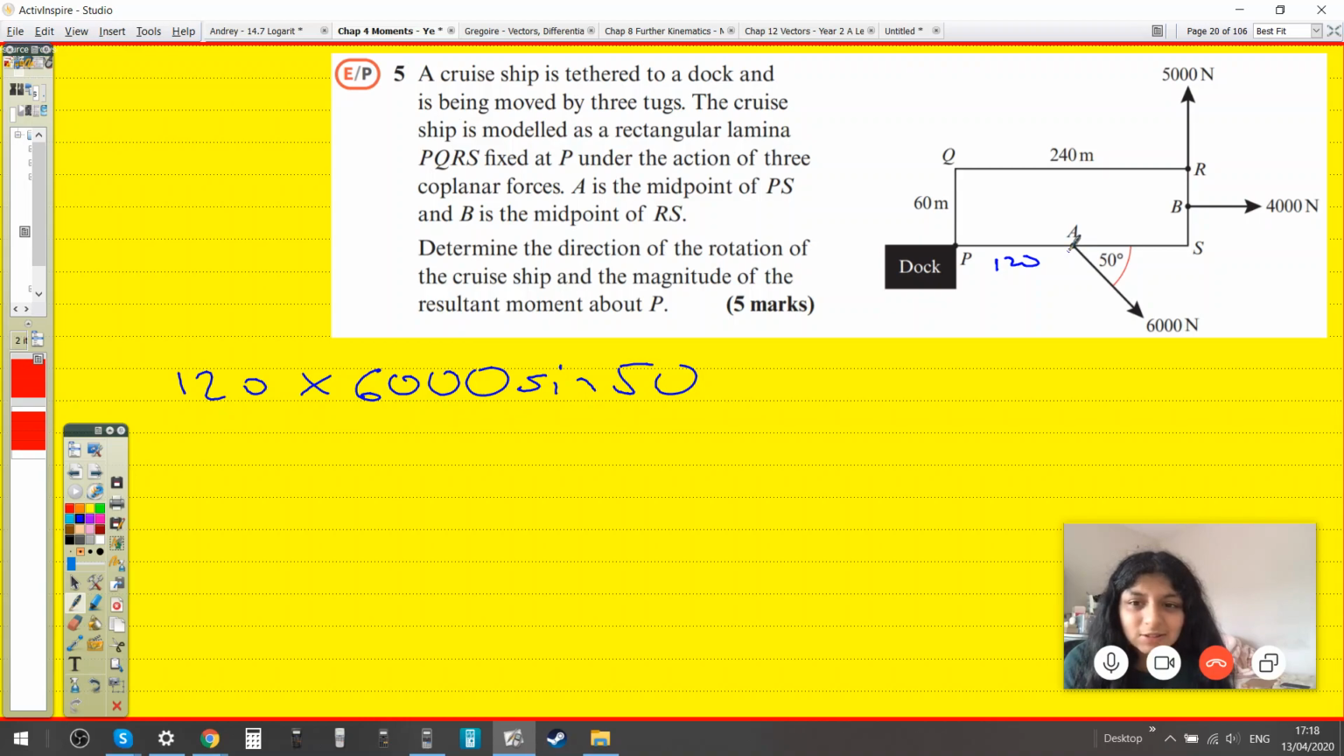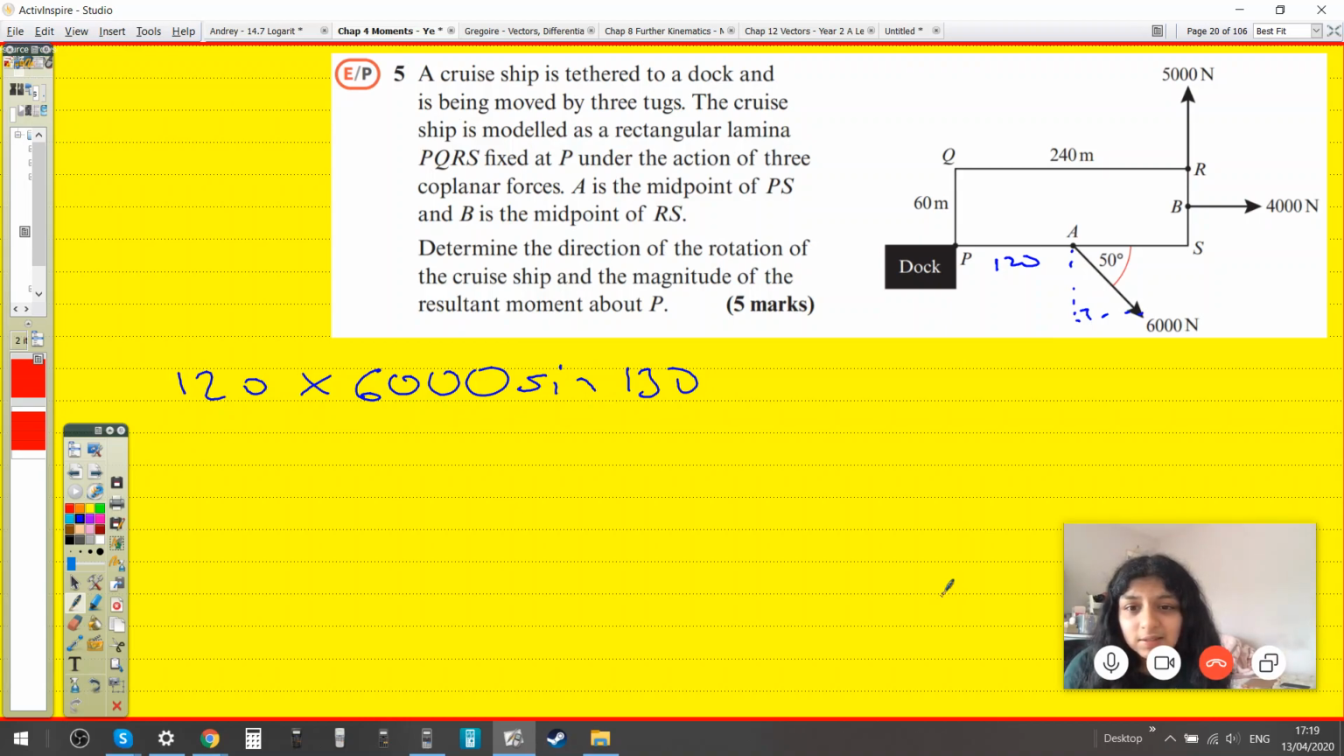Because wouldn't the 120 not be the perpendicular distance from the dock? It says from P. So that's 120, and so you need this component here. So maybe you're right. Let's take a look. With or without 6,000? With. So it definitely has to have 6,000, because that's the force. You need that, obviously.